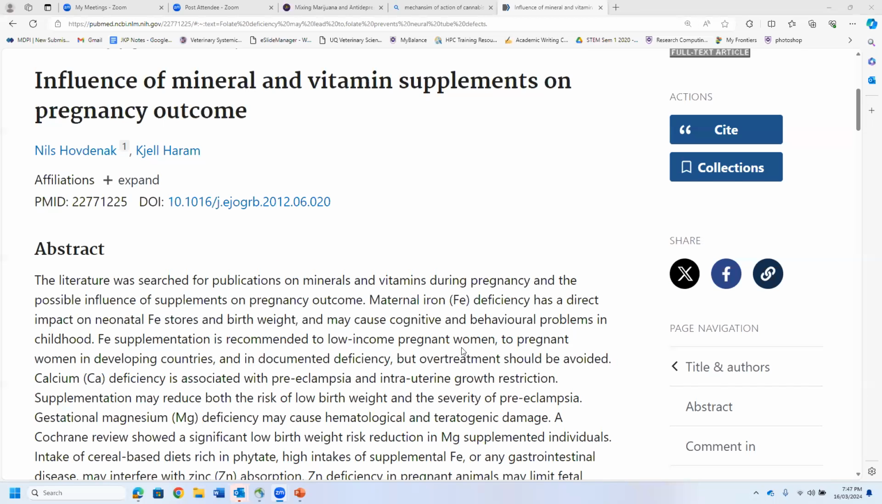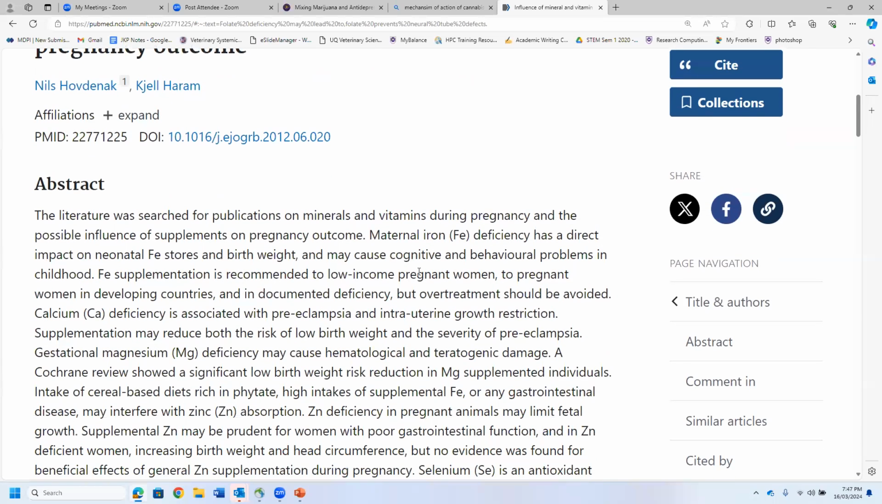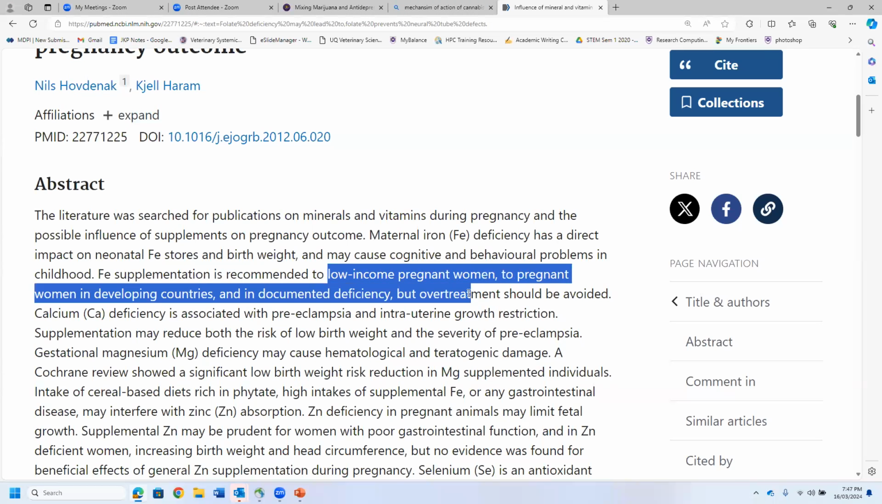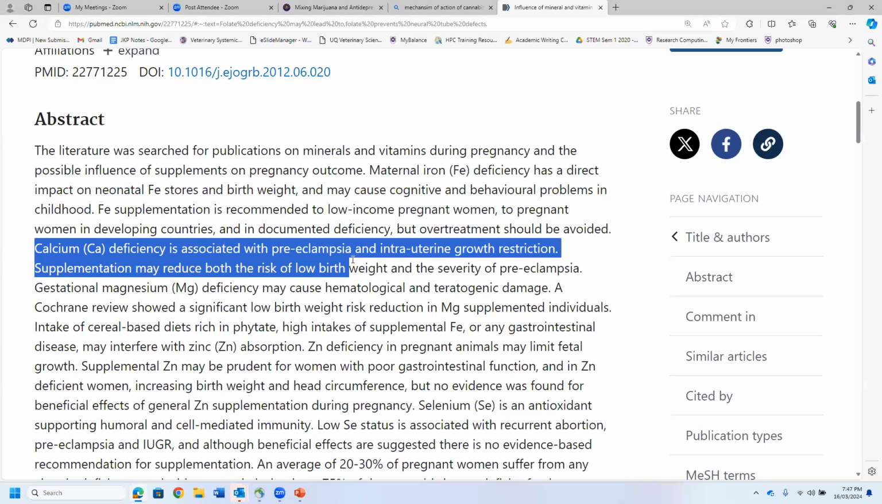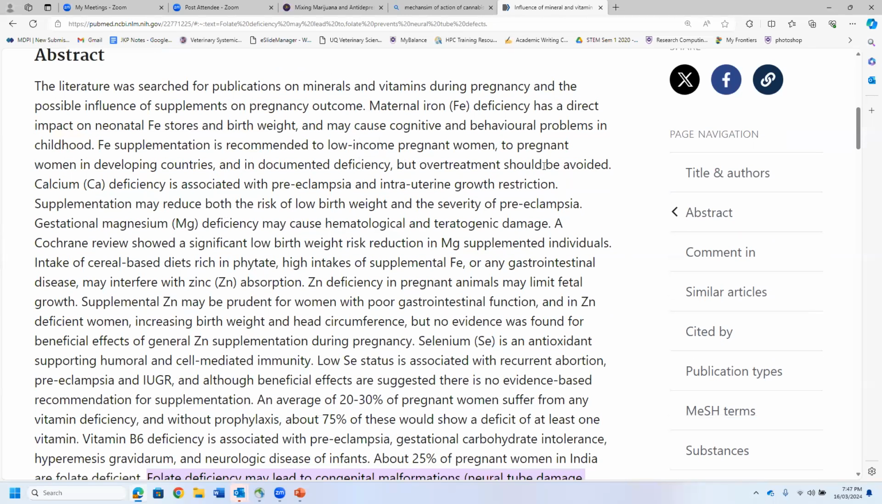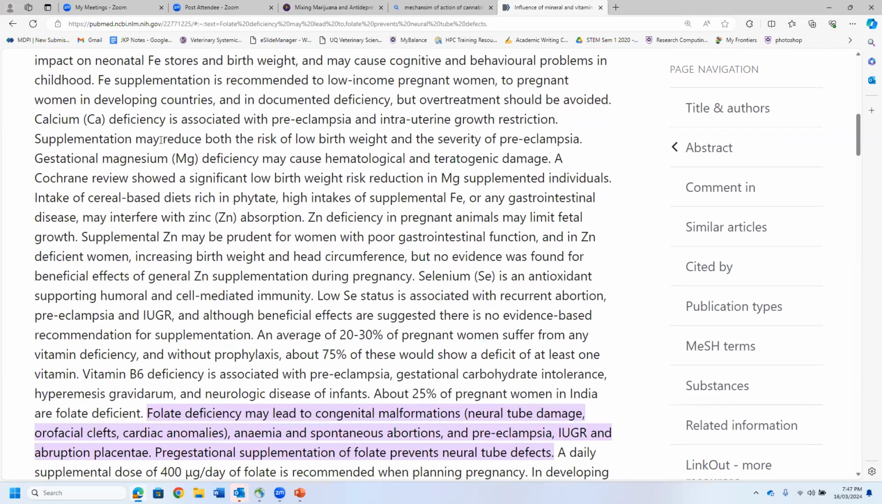Okay, so they have given different substances. Maternal iron deficiency has a direct impact on the neonatal iron stores and birth weight. It can cause cognitive and behavioral problems in the childhood, but is not associated with any congenital defects. So if a patient is having low levels of iron in the body, we always recommend them to have iron supplementation. Calcium deficiency, we all know, very, very important. It's associated with preeclampsia and intrauterine growth restriction, and supplementation may reduce the risk of it.